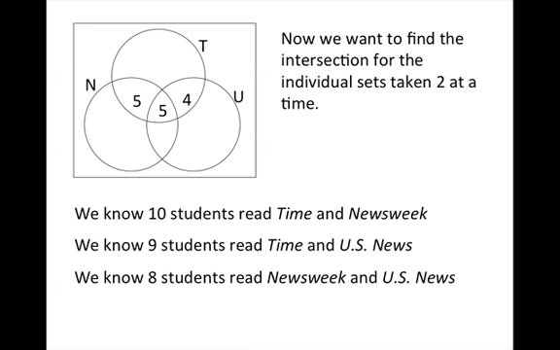Then we know 8 students read Newsweek and U.S. News. So that's this oval right here where Newsweek and U.S. News overlap. That oval is going to contain 8 students. I already have 5 in there from my intersection of all 3. So that leaves me 3 that just read Newsweek and U.S. News.